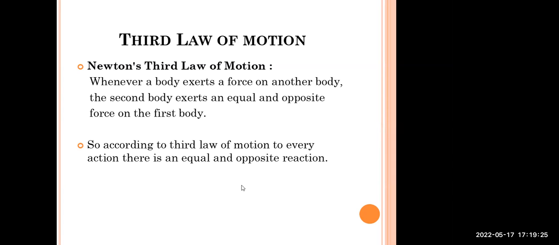So when the lady pushes the wall, the wall applies a force on her hand in the opposite direction. The magnitude will be the same, and because of this, the lady will move in the opposite direction. When we throw a ball on the ground, it comes back to your hand because a backward force is applied on the ball. So what is Newton's third law? A body exerts a force on another body, and the second body also exerts an equal and opposite force on the first body.